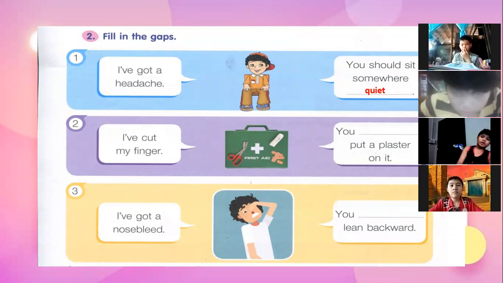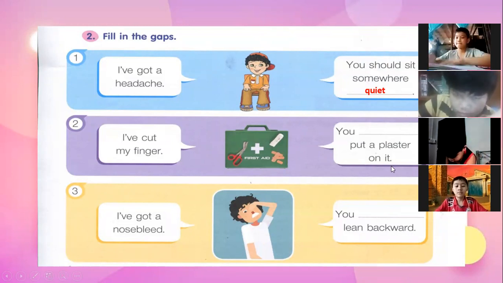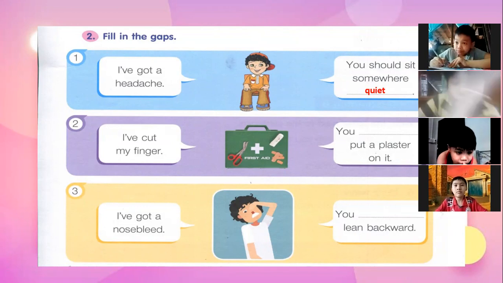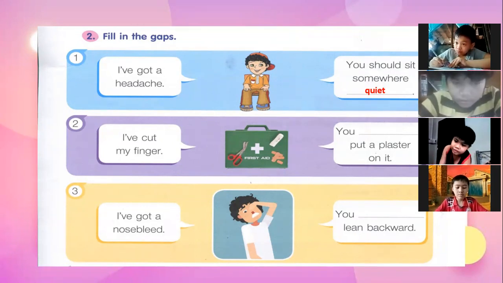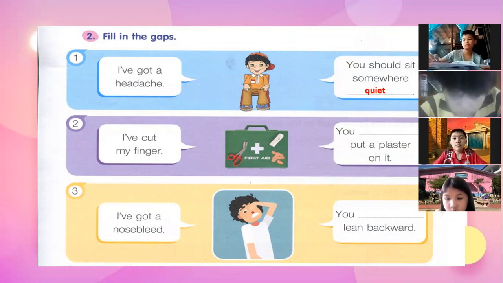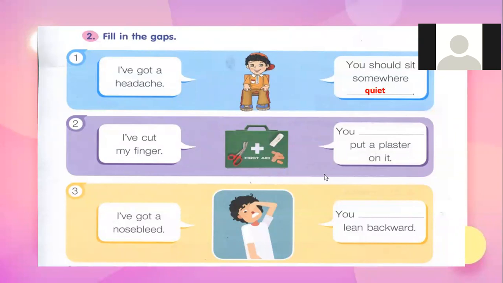Okay, number 2, I have cut my finger. So you dash put a plaster on it. What is the suitable word we can put here? I think it's you should put a plaster on it. So that's the correct answer. You should put a plaster on it. Very good.